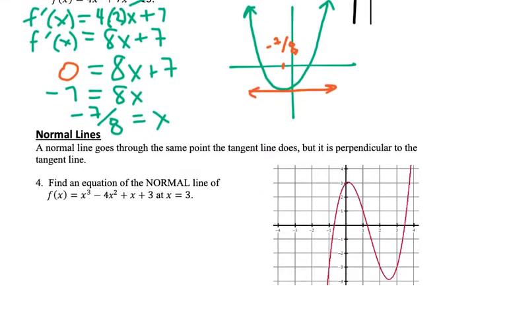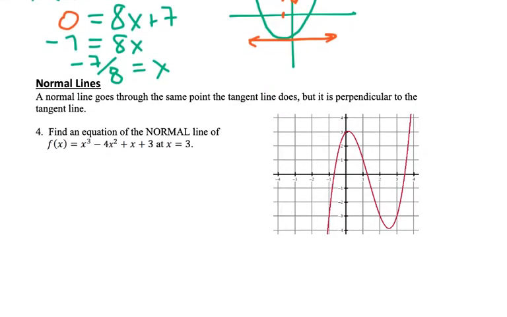Okay, our next example is on normal lines. Normal is the equivalent of perpendicular. So if it asks you about a normal line, it really means a perpendicular line. So this is like a tangent, but instead of brushing the graph and showing the slope at that given point, the normal line goes through the point that would be the point of tangency, but it gives you the perpendicular slope or the opposite reciprocal slope.